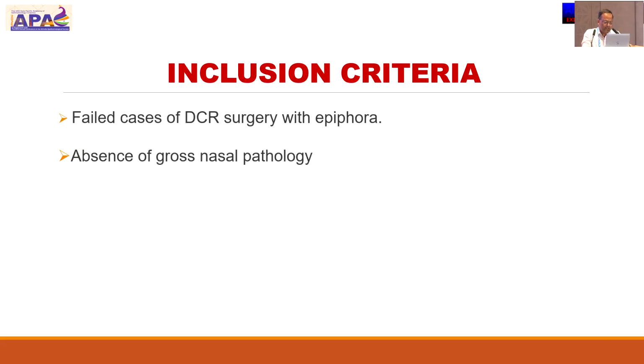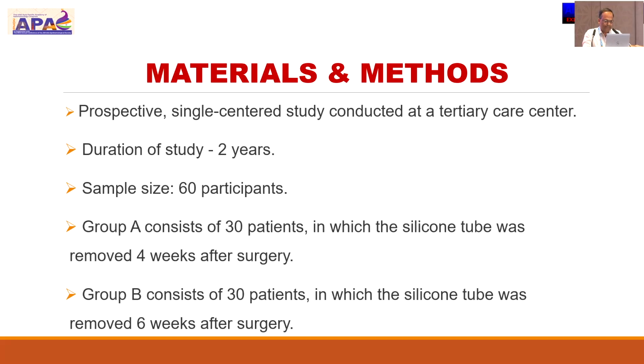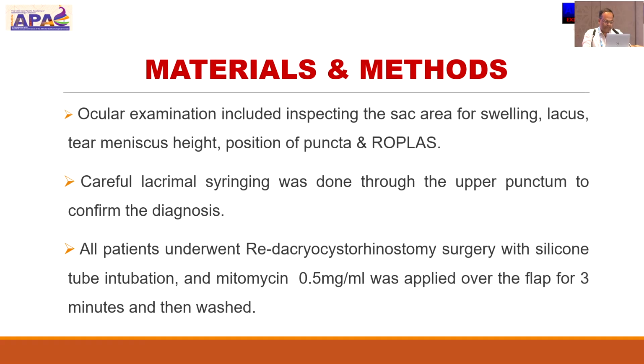The inclusion criteria are failed cases of DCR surgery and absence of any gross nasal pathology. Materials and method. It was a prospective single-centered study conducted at a tertiary care center. The duration of the study was 2 years and the sample size was 60 patients that were divided into 2 groups, 30 patients in each group. In group A the silicon tube was removed 4 weeks after surgery, and in group B the silicon tube was removed 6 weeks after surgery.